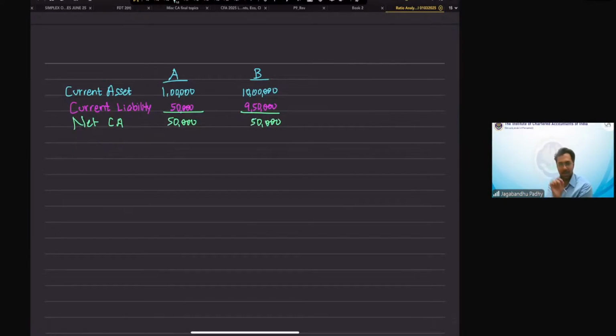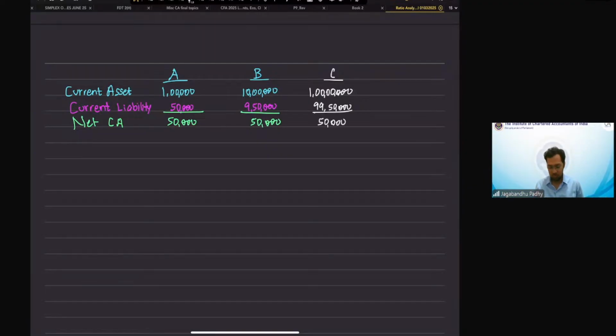Can I look at just the net current asset and decide which of the two companies is less capable or more capable? Absolutely not. Rather, suppose there is another company C, with a current asset of 1 crore and current liability of 99 lakh 50,000. There you still have a net current asset of 50,000.